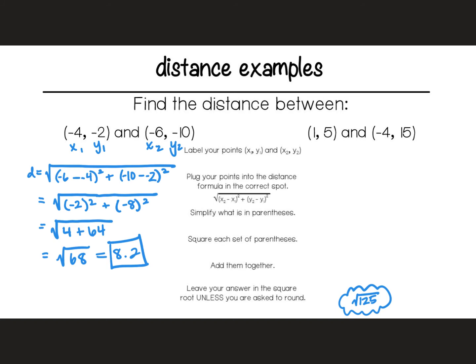And then I'll let you guys take care of the second one here. The answer, though, you'll see is down here at the bottom. You should end up with radical 125.